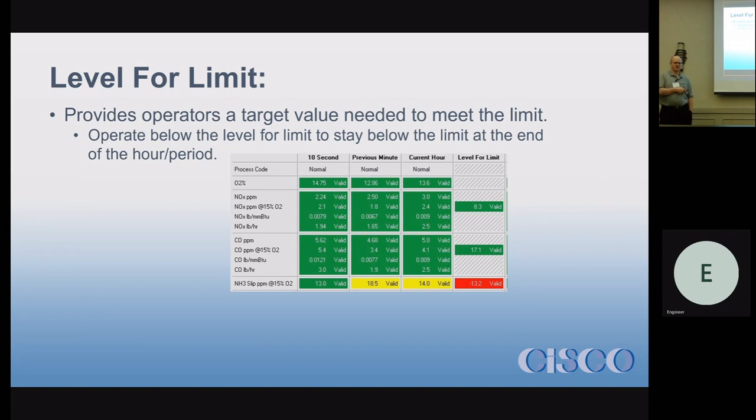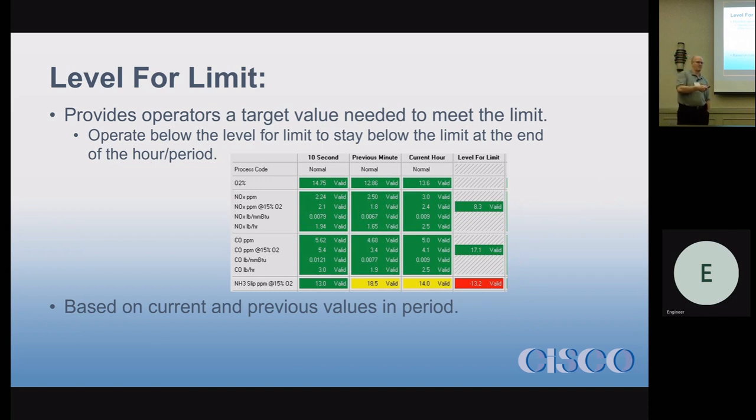A feature we developed a few years ago that operators love is what we call level for limit. It's a predictive value. It gives you the value you should run at to meet the limit at the end of the hour. It's based on your current and previous periods. So if it's an hour limit, it takes into account what you've operated in the hour. If it's 3 hour rolling, it takes into account what you operated the previous 2 hours and the current hour, and comes up with a target value that you stay at to meet the limit.